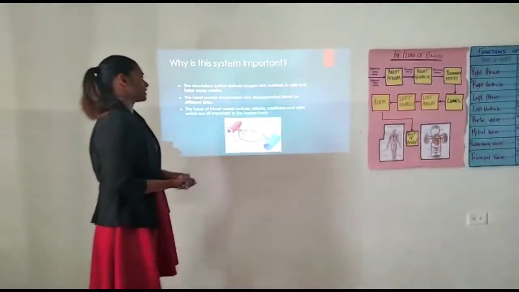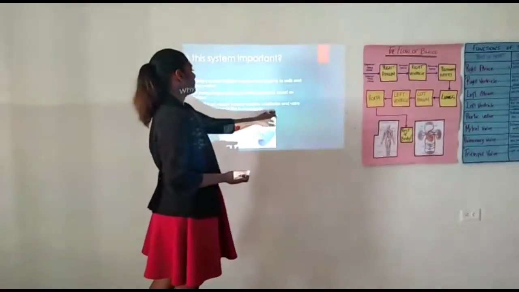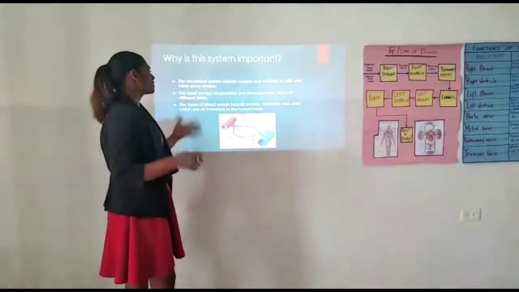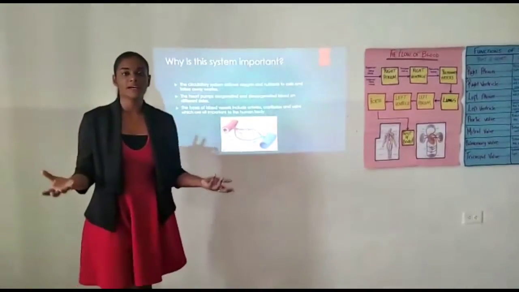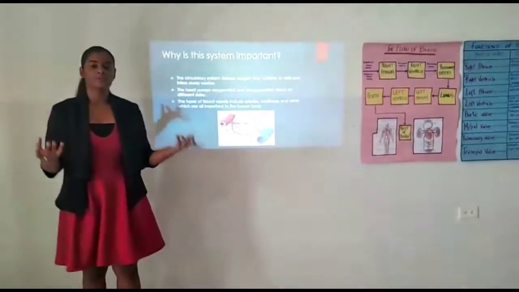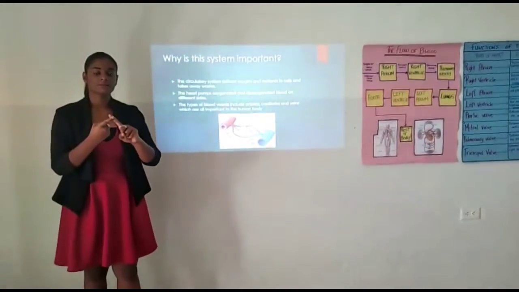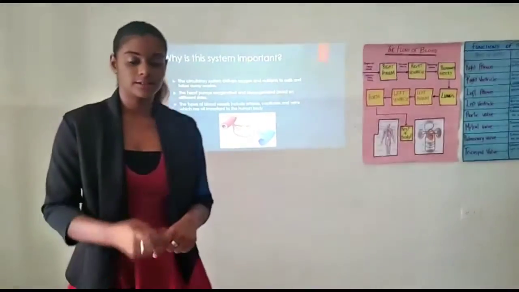The types of blood vessels in our bodies include arteries, capillaries, and veins, which are important to all human bodies. So repeat that after me. What are the 3 blood vessels that we humans have? We have arteries, capillaries, and we have veins.